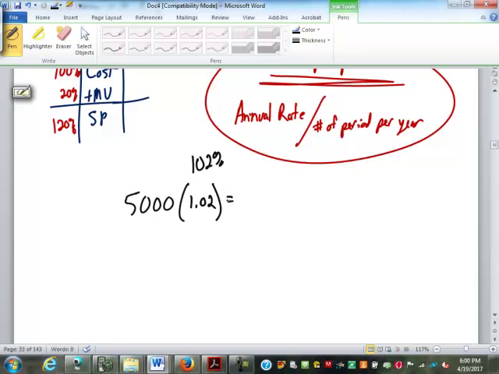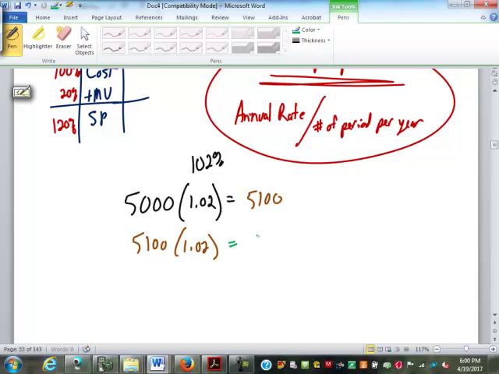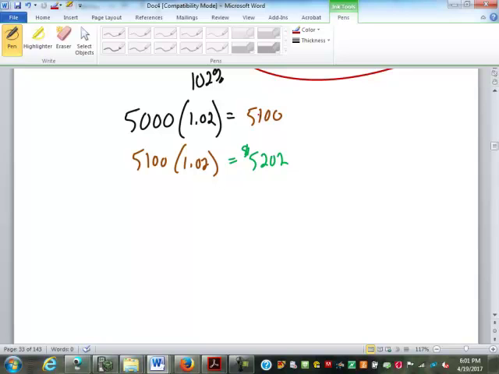That would give us our balance at the end of the first quarter, 5100, right? Take the 5100 times 1.02. Gives us the 5202. Well, how many times would I have to multiply by 1.02? Careful. 12 times, right? 4 times a year for 3 years. In math, we have a shortcut for multiplying by the same number over and over again: an exponent, a power.